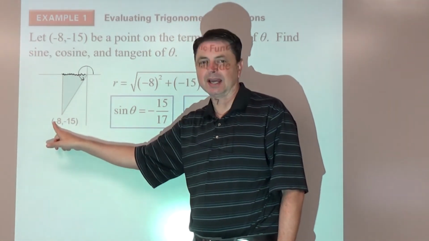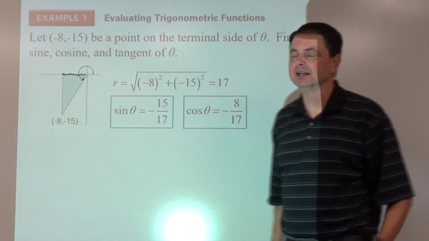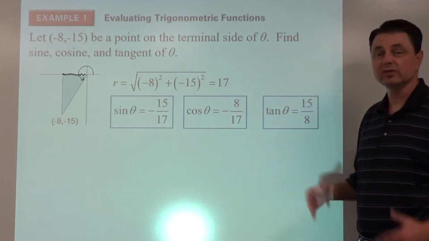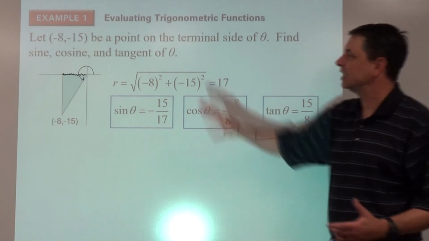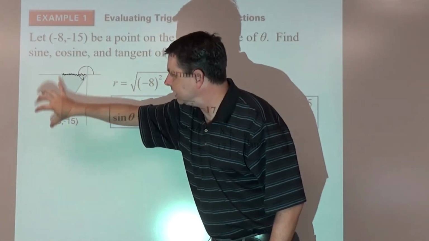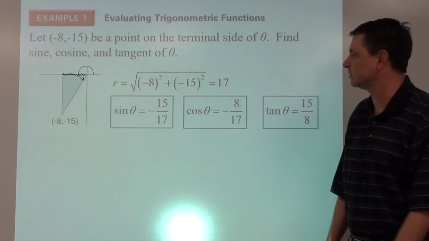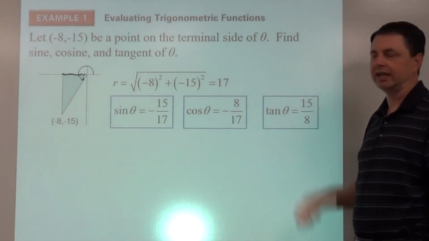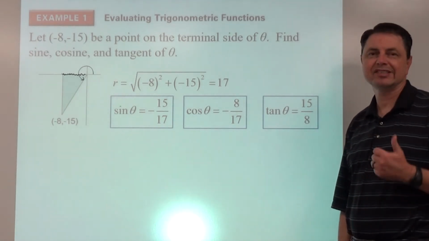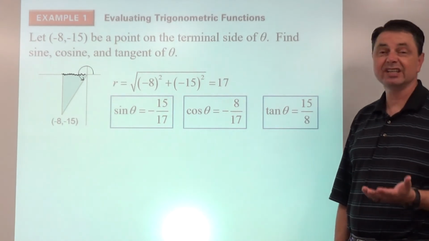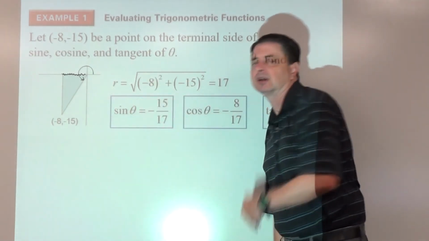Y divided by x, a negative divided by a negative, definitely going to be positive. Remember, in terms of our coordinate quadrants, all students take calculus. Tangent's the only one that's positive in quadrant 3. Negative, negative, positive for tangent. Make sure that the sign is correct. If we needed to get cosecant, flip, and so on.